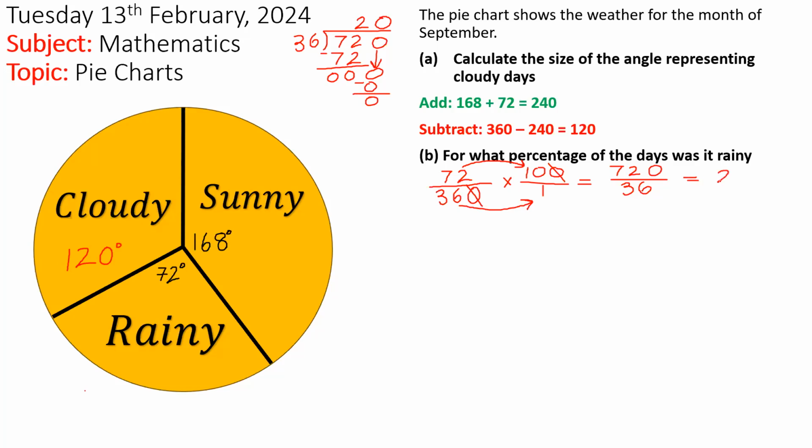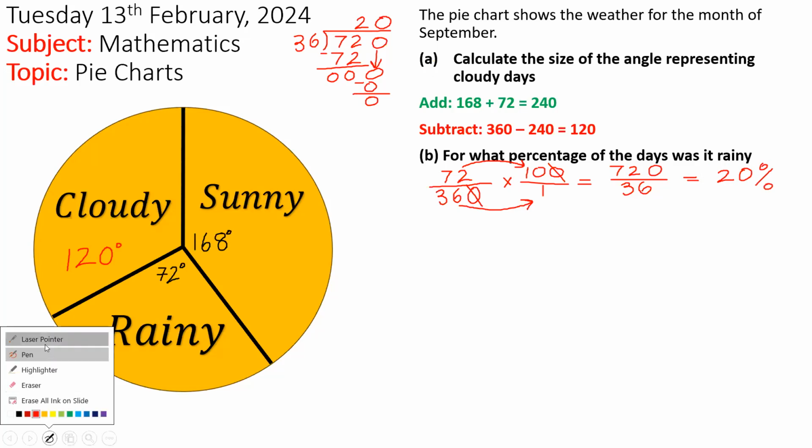So that means that what percentage of the days was it rainy? 20% of the days. 20% of the days was raining. Okay, so how do we do that? Let me recap that. The first thing that we do is we find the fraction of rainy days, and that's going to be 72 out of 360, right? But we want it as a percentage.